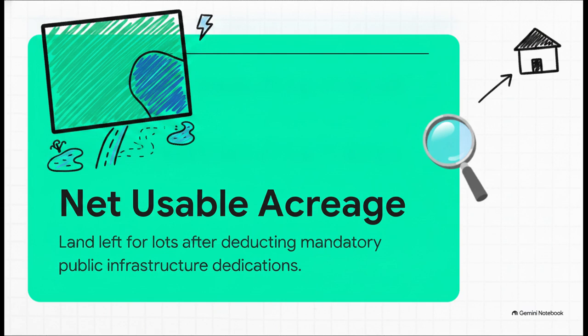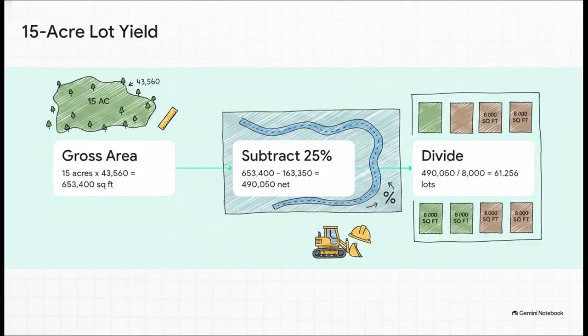When developers buy land, they can't actually use all of it for houses. Local counties require them to dedicate a percentage of that land to public infrastructure. Think streets, sidewalks, utility easements, and stormwater management ponds. You have to subtract that unbuildable space first to find your actual net usable land. So the crucial point here is following these sequential steps.